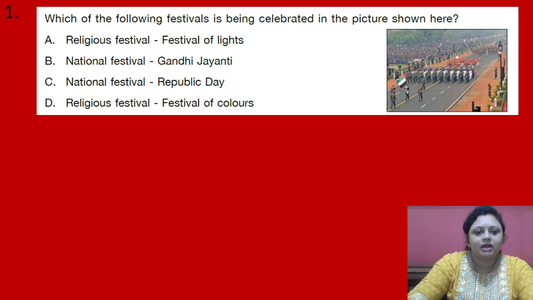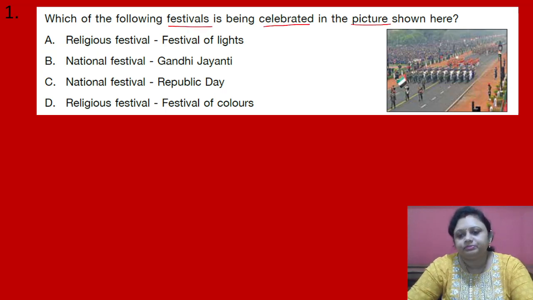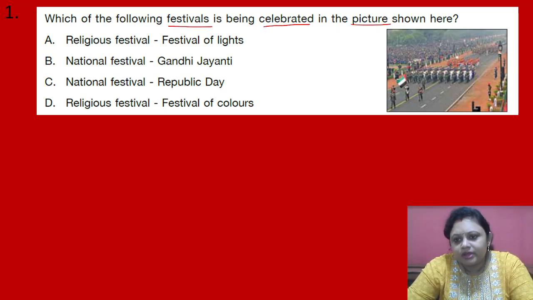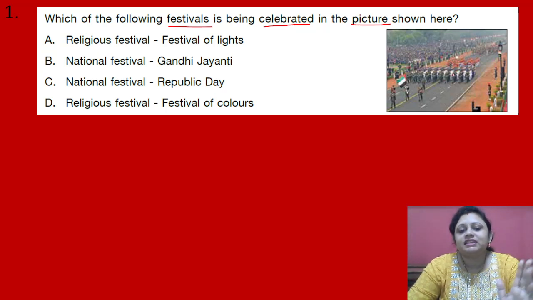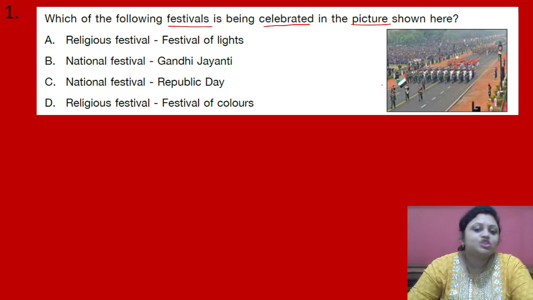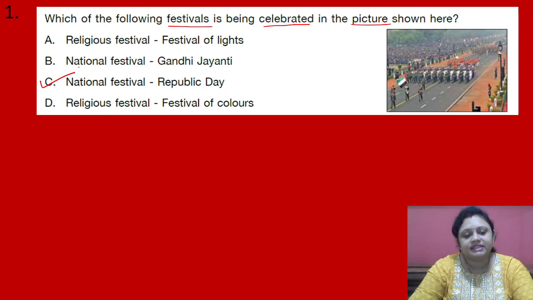So, we have to find out which of the following festivals is being celebrated in the picture. You can see here what is happening. Here they are doing parades, right? This occurs either on Republic Day or on Independence Day. So what will be the correct answer? It is option C, that is National Festival, Republic Day.